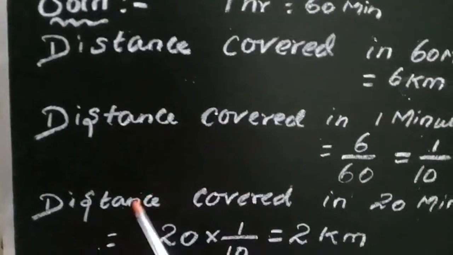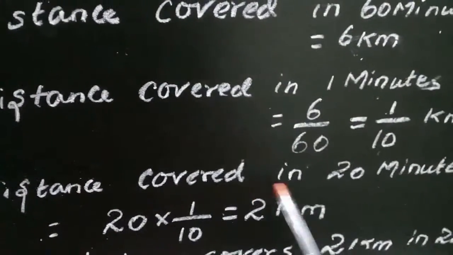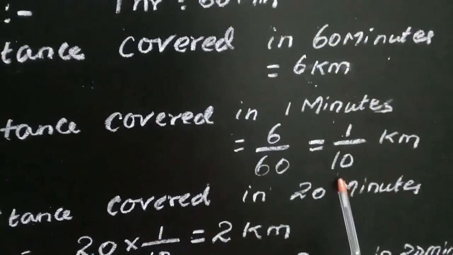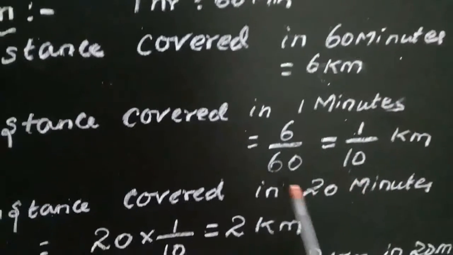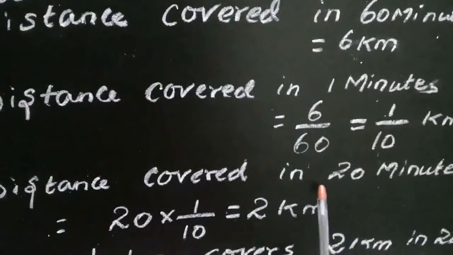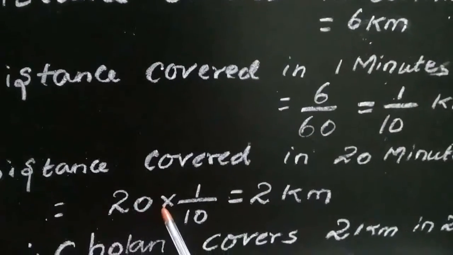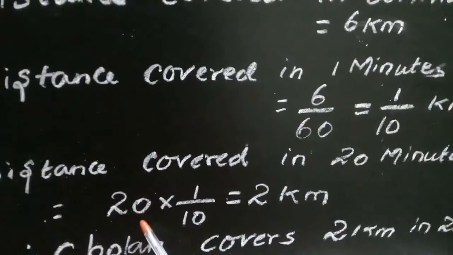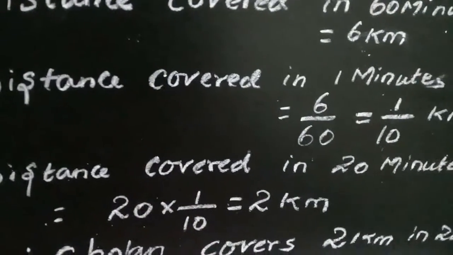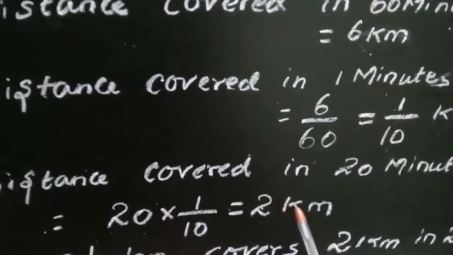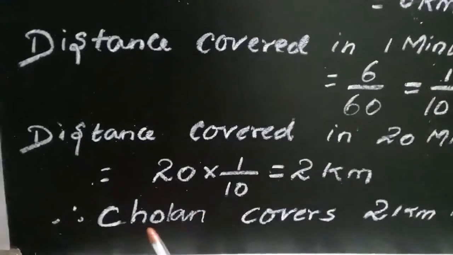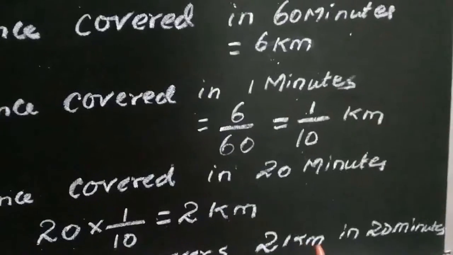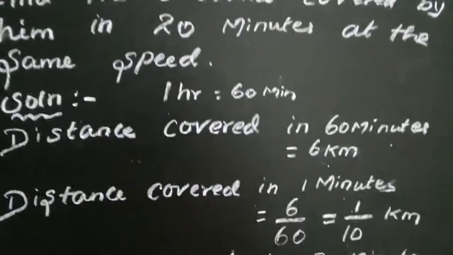Next we have to find the distance covered in 20 minutes. So in 1 minute the distance is 1 by 10 km. So for 20 minutes we have to multiply 20 into 1 by 10. Here 0 and 0 cancel. So what is the remaining number? 2 is the remaining only. So 2 km is the answer. Therefore Cholan covers 2 km in 20 minutes. So this is the answer.